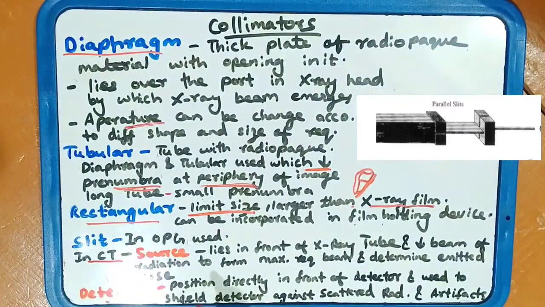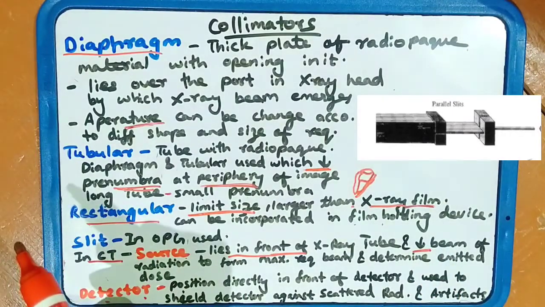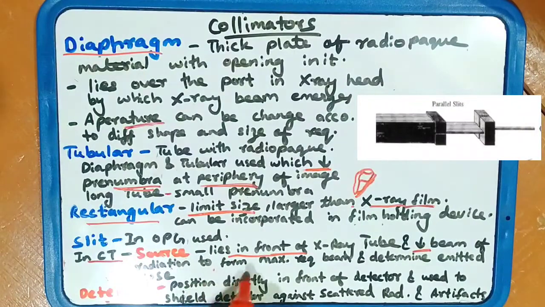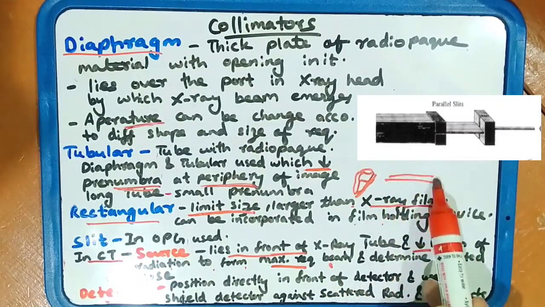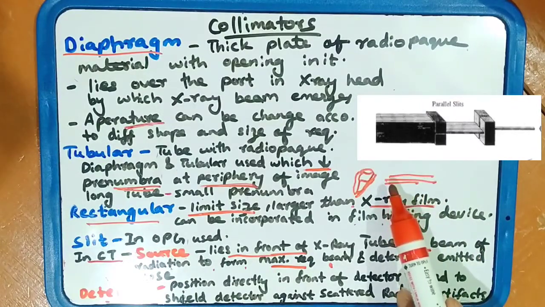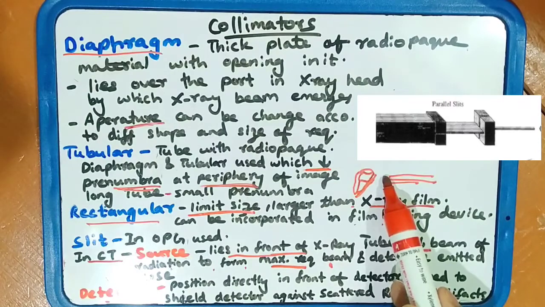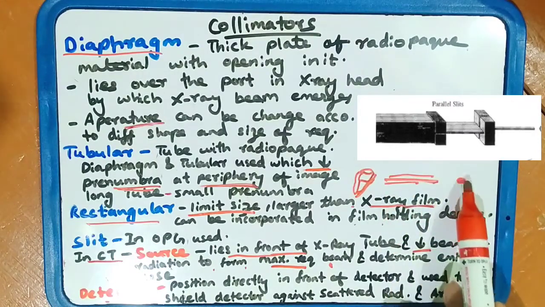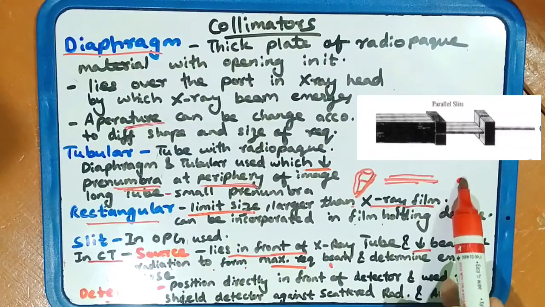The source collimator lies in front of the X-ray tube. How are you going to place it? This is in front of the X-ray tube, and what does it cause? It decreases the beam of the radiation to form the maximum required beam. If you want maximum beam, you are going to decrease the radiation. Radiation decreasing means you will make sure that all your beams get attracted to the target place.